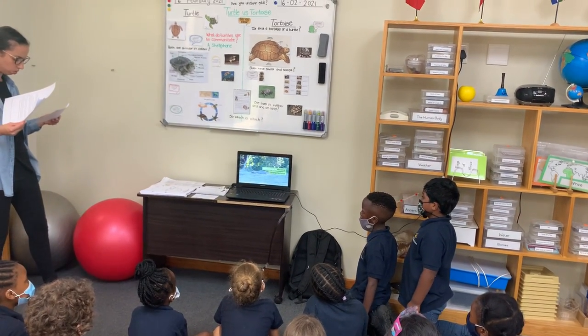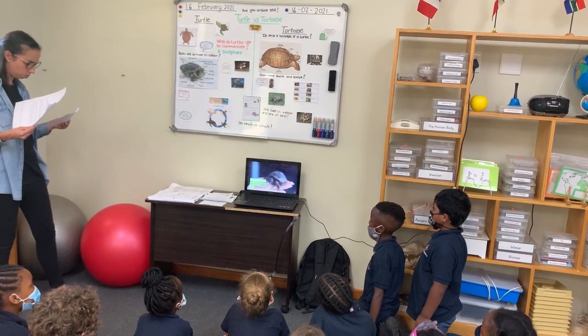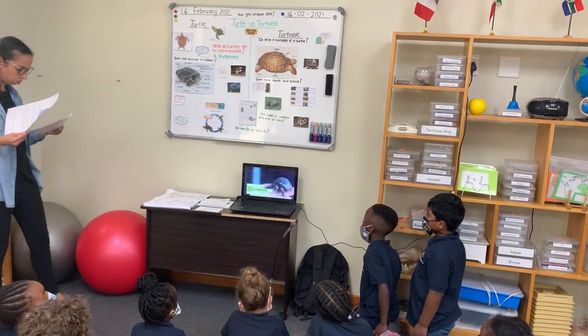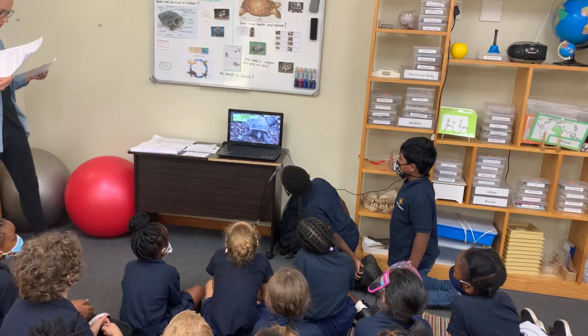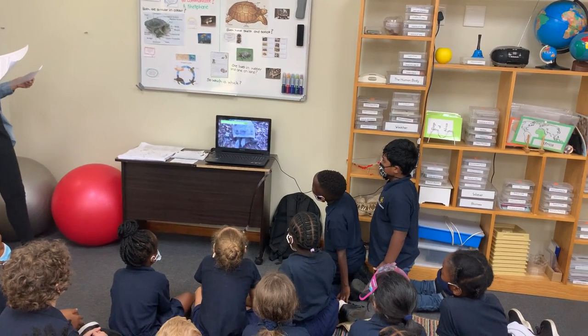Differences in physical characteristics. A tortoise has a dome-shaped shell and short and sturdy feet. Its legs are bent instead of being straight and directly under the body.